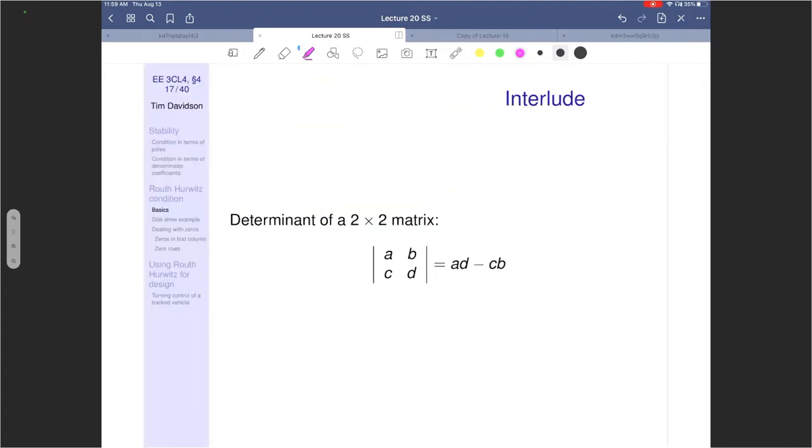We also need to talk about how you find the determinant of a 2 by 2 matrix. We will only have 2 by 2 matrices now. The determinant of a 2 by 2 matrix is the product AD, and subtract BC from it, right?